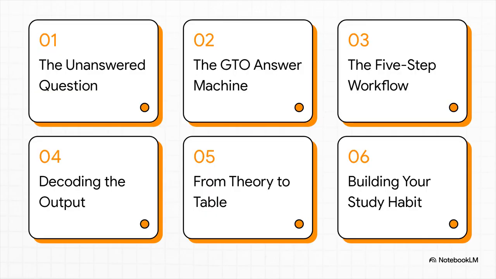So, here's our game plan. We're going to start with that core question every player has. Then we'll get into the GTO answer machine itself. We'll walk through the 5-step process for using it, learn how to actually read what it's telling you, and then, crucially, how to take that theory to a real table. And finally, we'll talk about building a study habit that actually works.